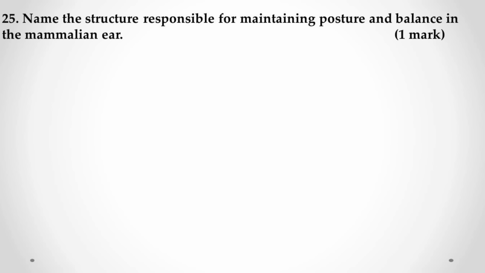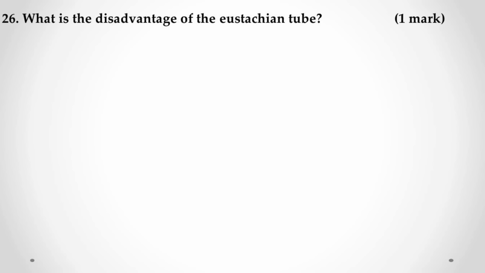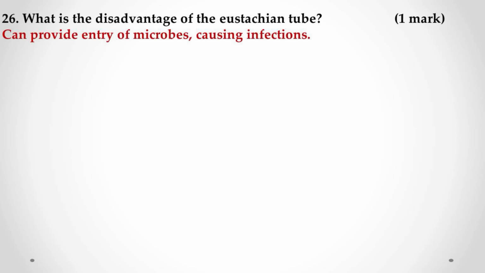Question 25. Name the structure responsible for maintaining posture and balance in the mammalian ear. This structure is called the vestibule or the semicircular canal. Question 26. What is the disadvantage of the eustachian tube? The disadvantage of the eustachian tube is that it can provide entry of microbes causing infections.